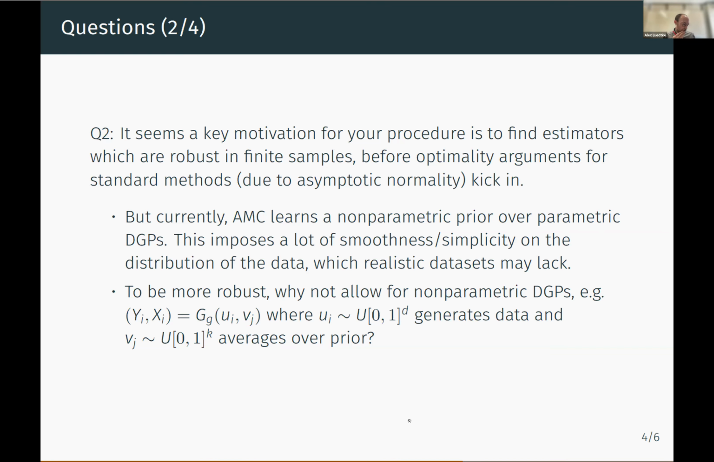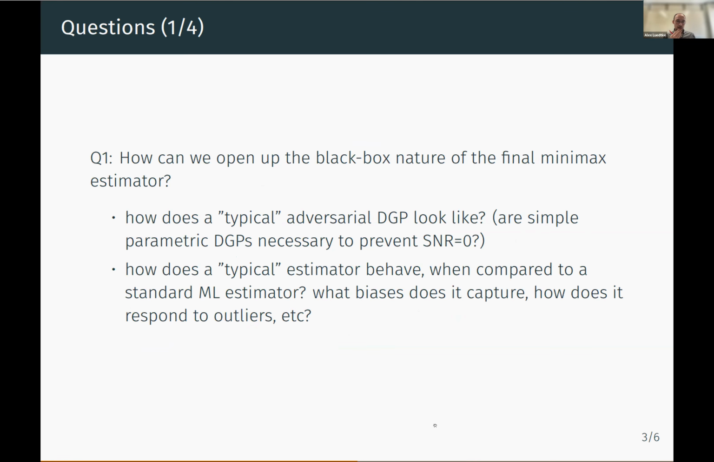And then the final thing, the black box nature. In terms of whether our simple parametric DGPs are necessary to prevent a signal-to-noise ratio of 0, no, because we've chosen our risk very carefully. We standardized by the variance of residuals such that we don't have that issue. That's why we chose that, so that we didn't degenerate to really silly data generating processes in our adversarial setup. But I think there are probably even smarter ways to standardize the risk function, so that you get even better and more interesting priors that you construct over time.